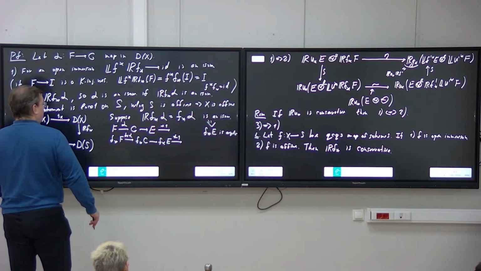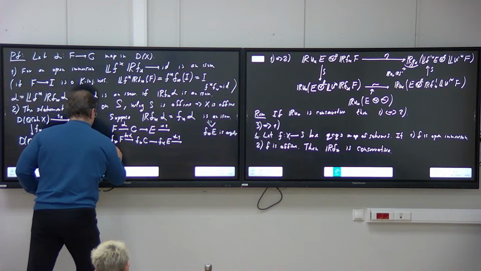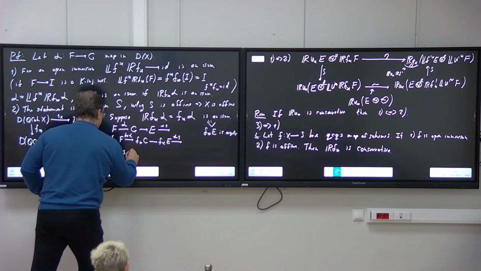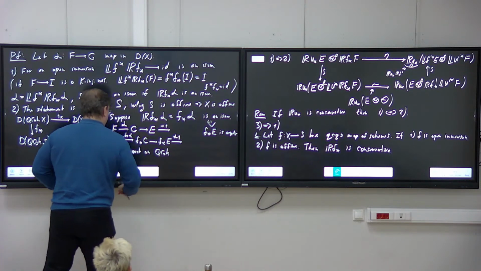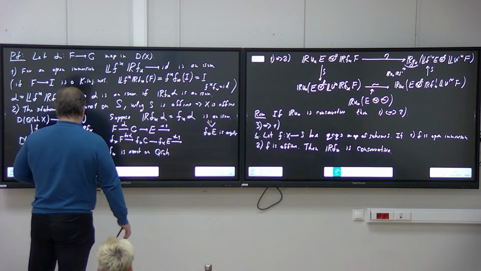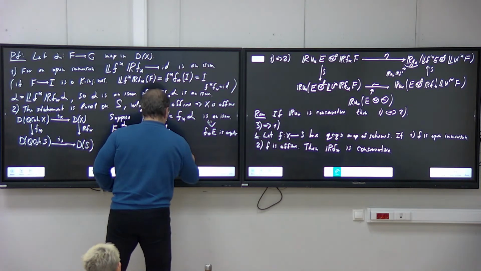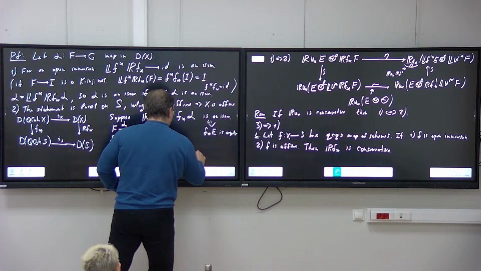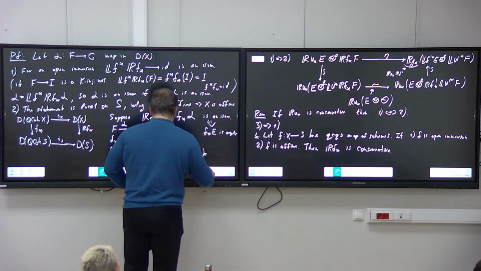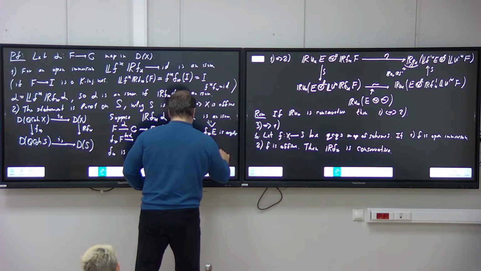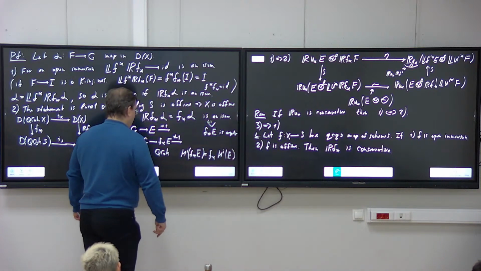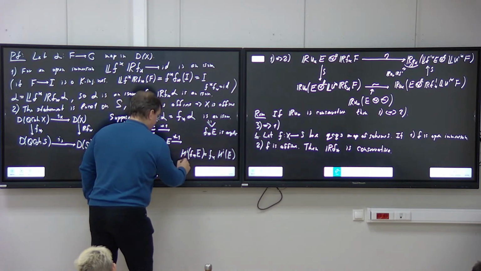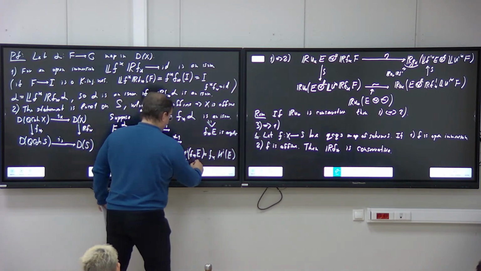Right? And f lower star on this category of quasi-coherent sheaves is exact. So f lower star is exact on Qcoh. Right? But it means that it commutes with the cohomology. So the cohomology H^i of f lower star of E is f lower star of H^i of E. Right? So I know that this is 0 for any i.